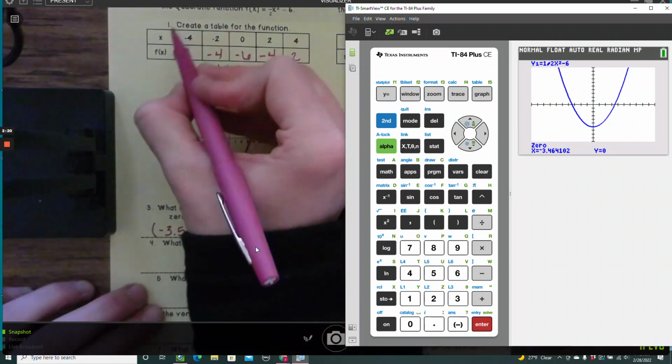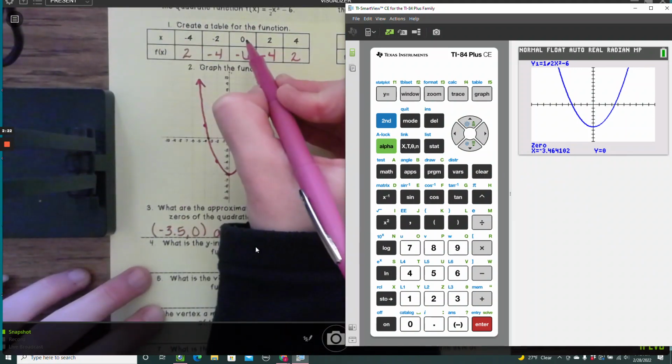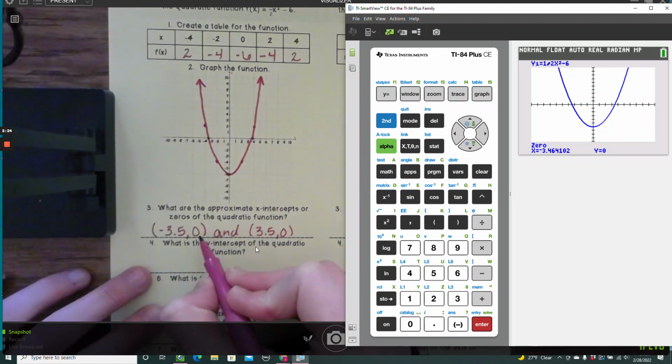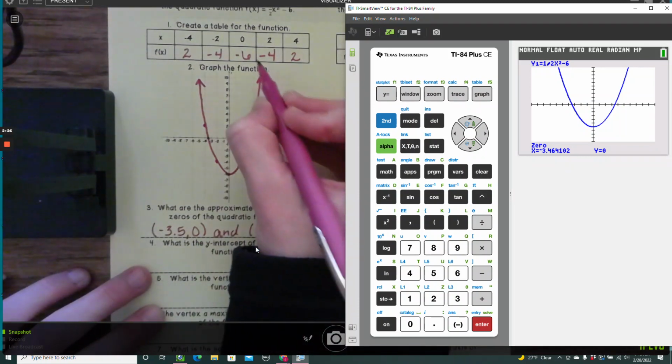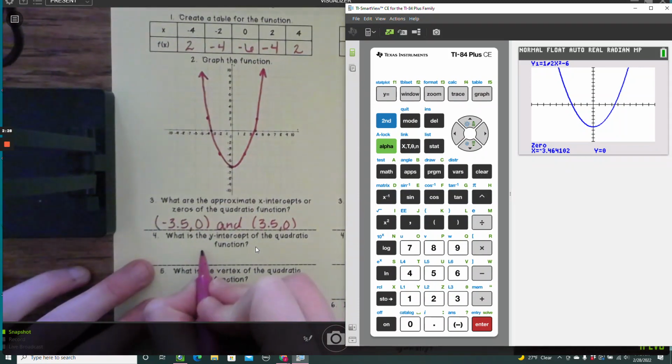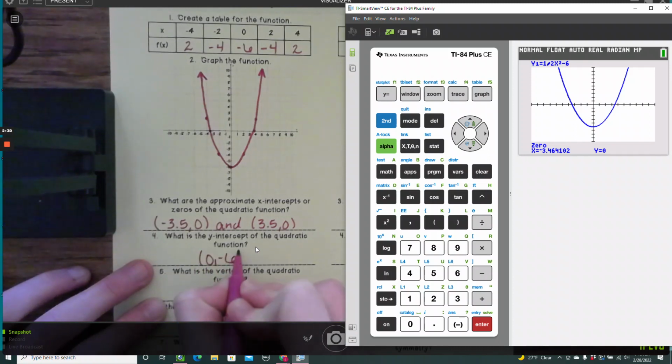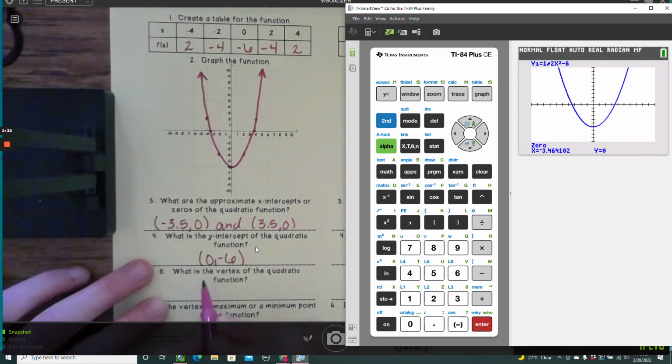The next one is, what's the y-intercept? The y-intercept is where the x is 0. X-intercepts are where the y is 0; where the x is 0, that's our y-intercept.